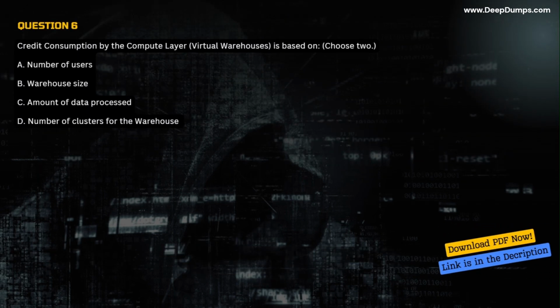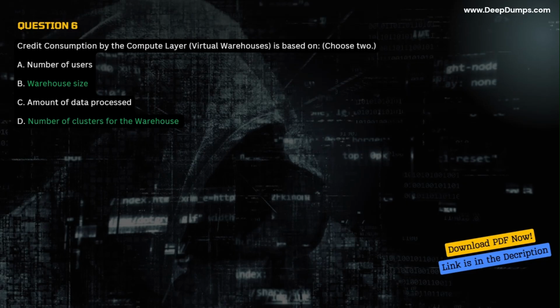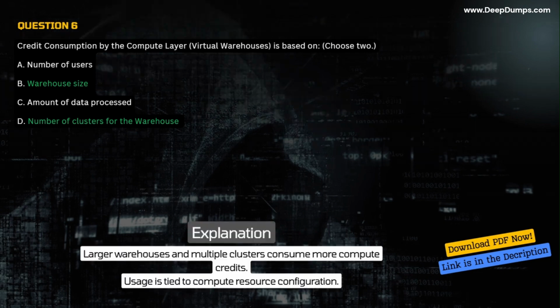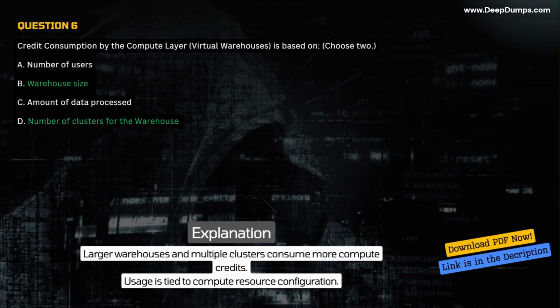Question 6. Credit consumption by the compute layer, virtual warehouses, is based on choose 2. A. Number of users. B. Warehouse size. C. Amount of data processed. D. Number of clusters for the warehouse. Correct answer B and D. Warehouse size. Number of clusters for the warehouse. Explanation. Larger warehouses and multiple clusters consume more compute credits. Usage is tied to compute resource configuration.